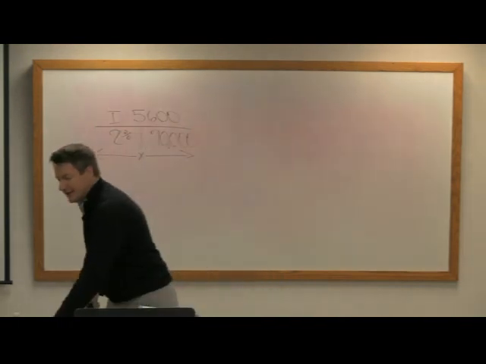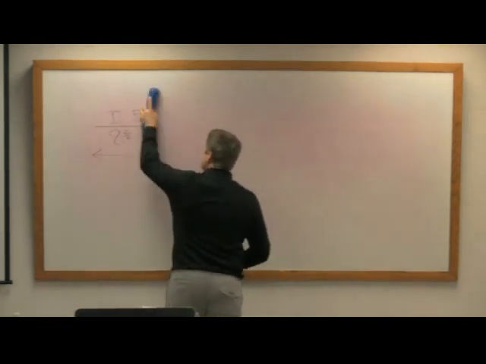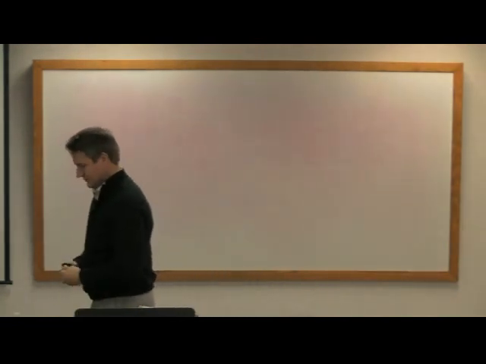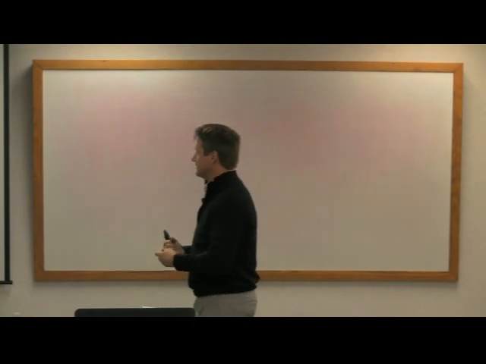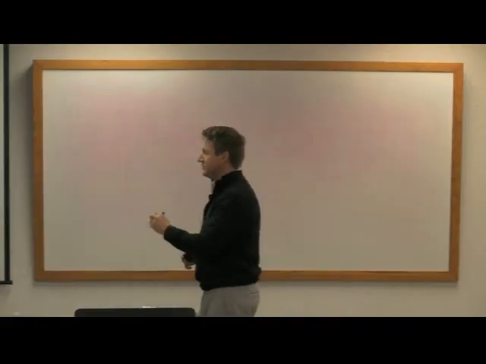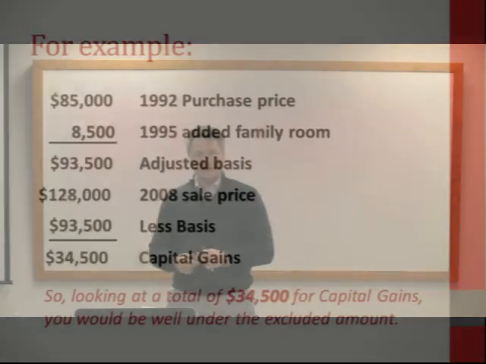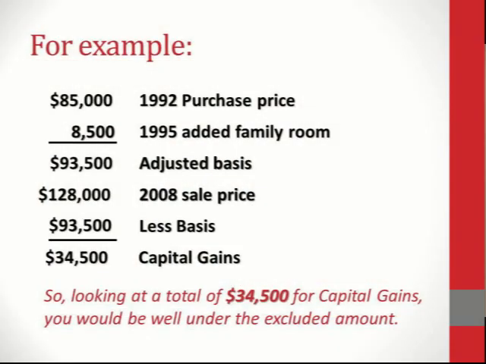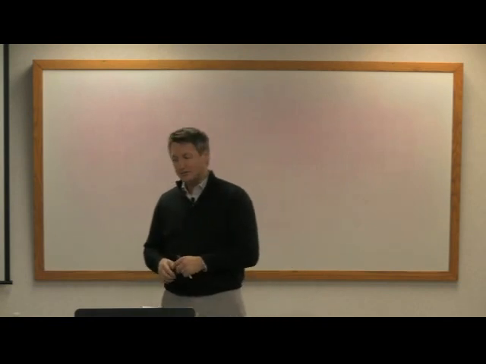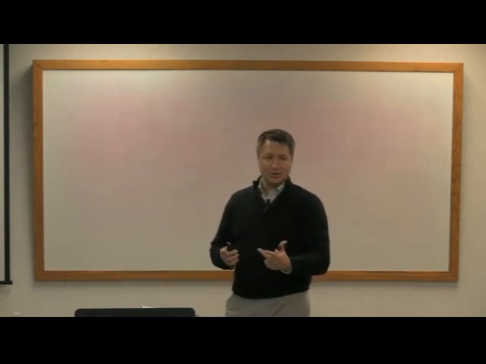Well, we have to figure out our basis. And our basis is our original purchase price plus improvements, which, if you look on your handout, is what we've done. You take the $85,000, which is that original purchase price, and you add the $8,500, which is what it cost to put in this family room, and that's going to be our adjusted basis, or they may just call it the basis.